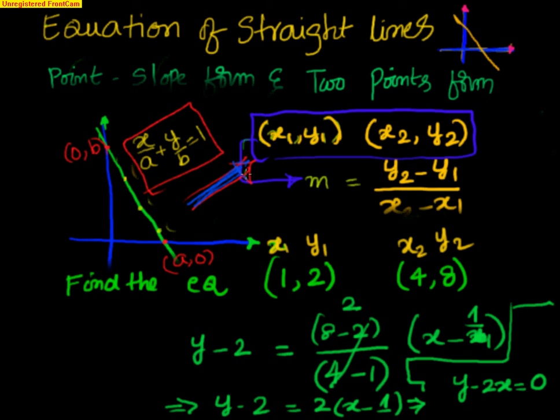How will you be doing it? You will be taking the points a comma 0, 0 comma b, and substituting in this equation y minus y1 equal to m into x minus x1, and try to obtain the equation in this form as x by a plus y by b equal to 1.